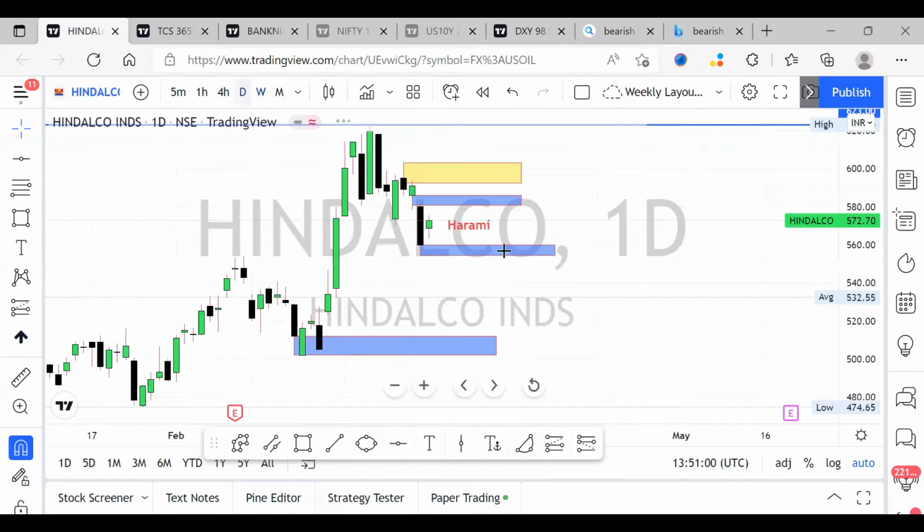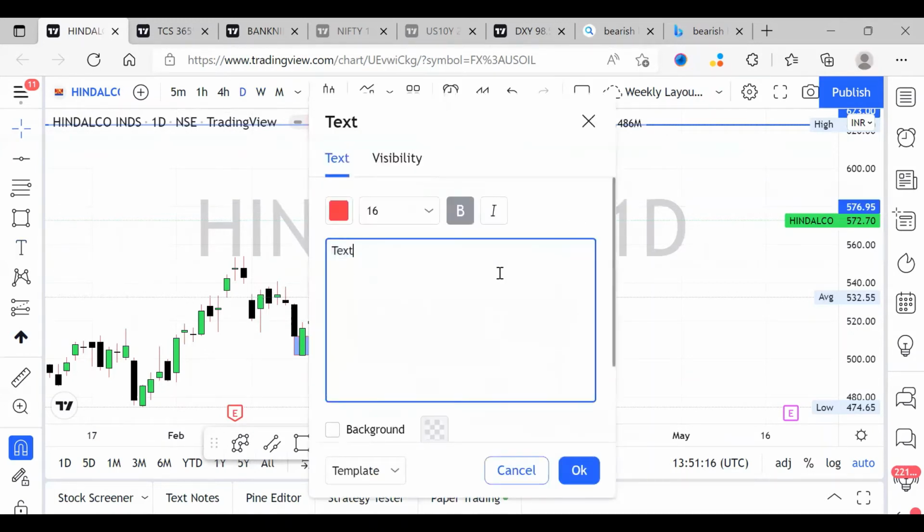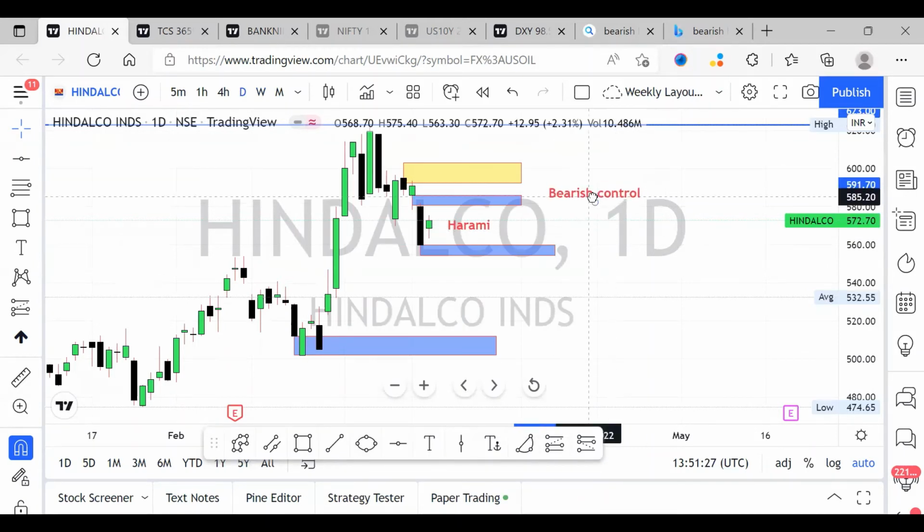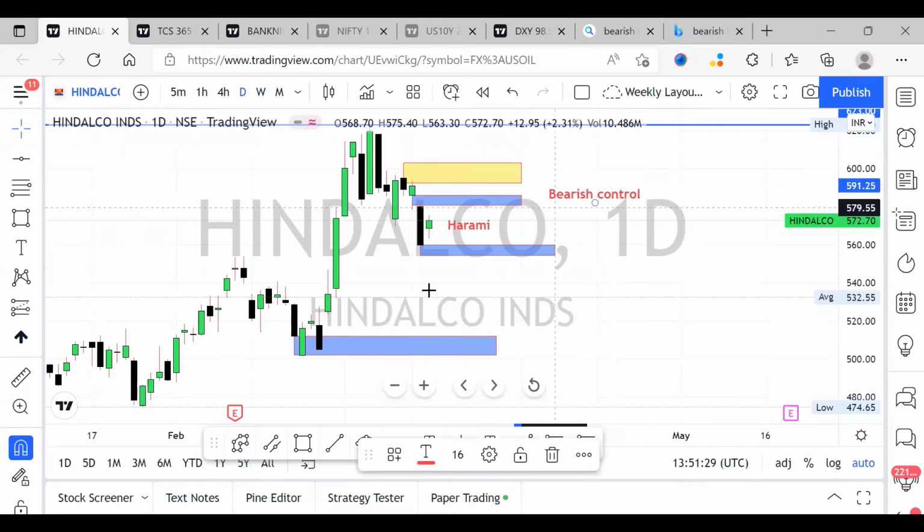On the daily, it is showing you that the reversal is happening. However, by the end of this week, you should see on the chart that the price should be reversing. So let's see if that is going to come true. Bearish control. So see what happens over this, and then over that.